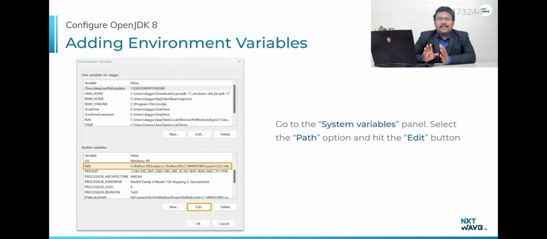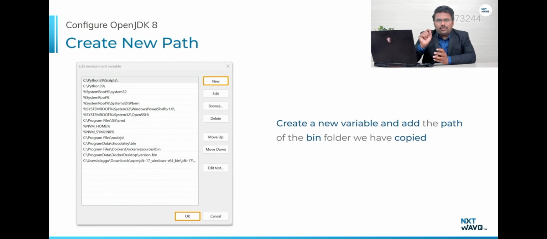Think of it like this: system variables are a set of configurations that are specific to the entire operating system. Once it opens, we'll click on the new button to create a new variable, and whatever path we have copied from the bin folder, we'll paste it over here and click on OK.